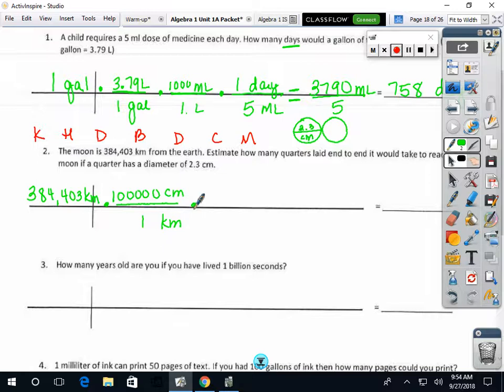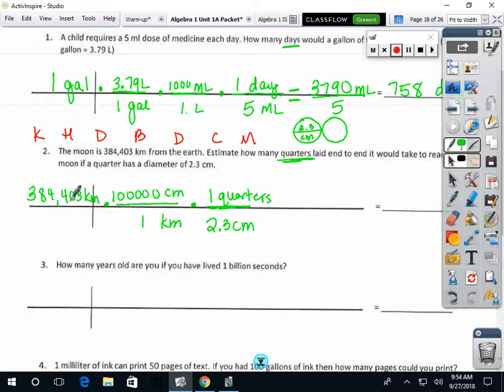Now that it's in centimeters, now we're able to use this 2.3 centimeters. And that is the distance, or the diameter, of 1 quarter. And that's what we're trying to figure out, how many quarters would be there end to end all the way to the moon. Okay, so I know this is difficult, but do you understand once I've done it? Like, do you understand it?